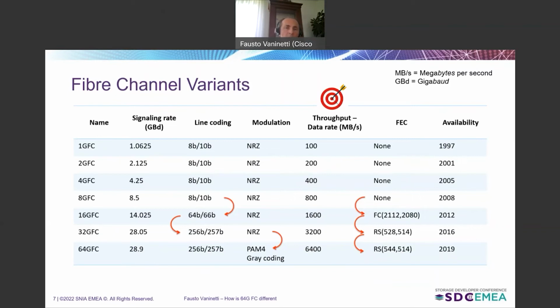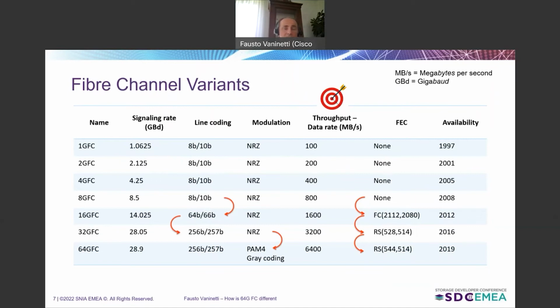When talking about 32 gig Fibre Channel, another couple of changes happened. Again, the line coding evolved to a different model, 256B/257B, and the forward error correction implementation was made stronger by using a Reed-Solomon algorithm.